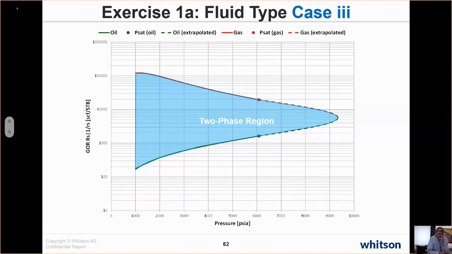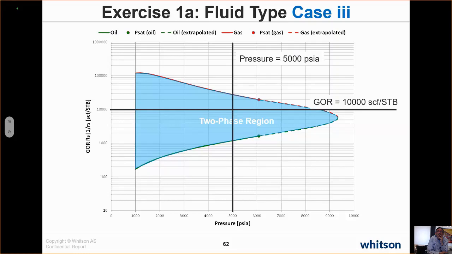The last case is a very interesting case. It's a case where the GOR is 10,000 scuffs per barrel, and the reservoir pressure is 5,000 psia. And as we're seeing right now, this intersection is within the two-phase region, and we can conclude that we have a case that is two-phase saturated.